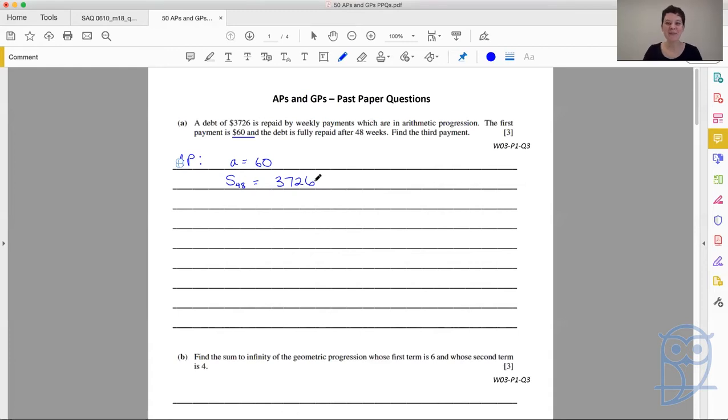But our summary never stops there. We always break it down: S_n equals 1/2 n, 2a plus (n minus 1) times d. Then we can see things starting to happen, because they asked us to find the third payment, U3. To calculate that, we need a, n, and d. a is sorted, n is sorted, d we need. But from our summary, we have an equation where the only unknown is d, so we can calculate it.